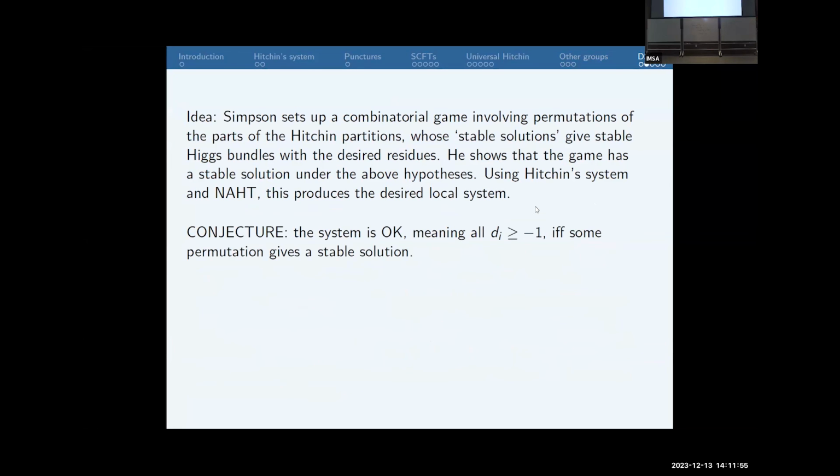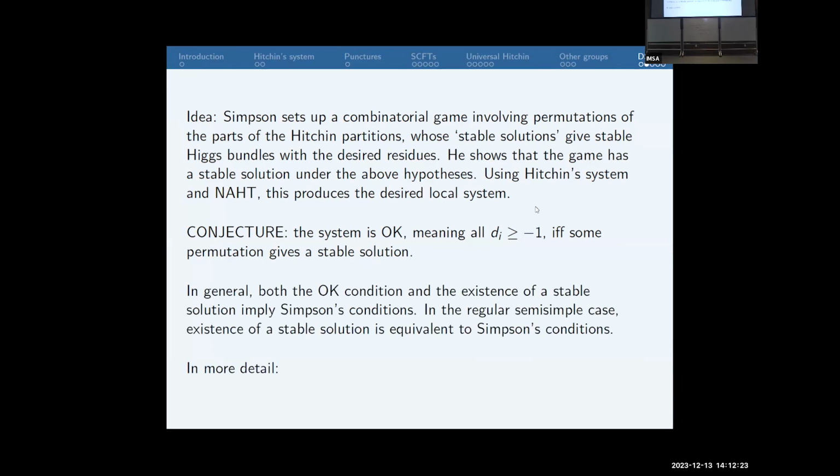So the conjecture that I want to discuss is in the sense of the different form of field theory. The OK condition basically just says that all the d_i are bigger than minus one. Those are the degrees of the Hitchin line. Now, the other condition is that some permutation gives a stable solution. So in general, both the OK condition and the existence of a stable solution are stronger than the Hitchin condition.